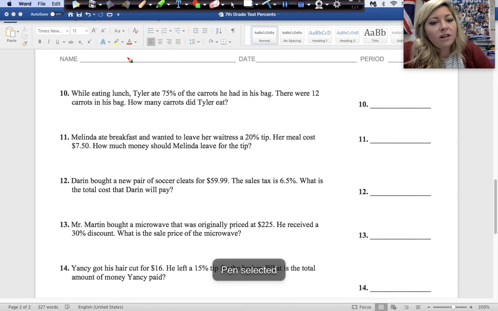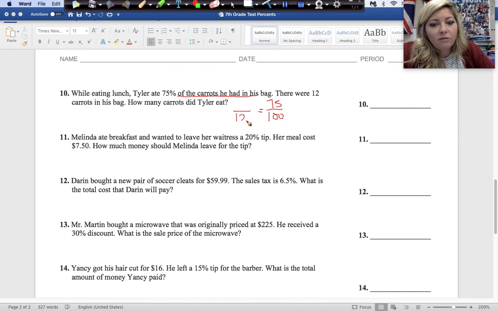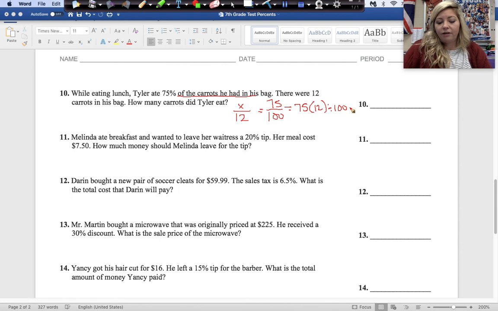Number 10 said, while eating lunch, Tyler ate 75% of the carrots he had in his bag. Percent always goes over 100. There were 12 carrots in his bag, so of the carrots he had in his bag, he had 12 in his bag. Okay, so then we do the same thing we've been doing. 75 times 12 divided by 100, which is 900 divided by 100, is 9.